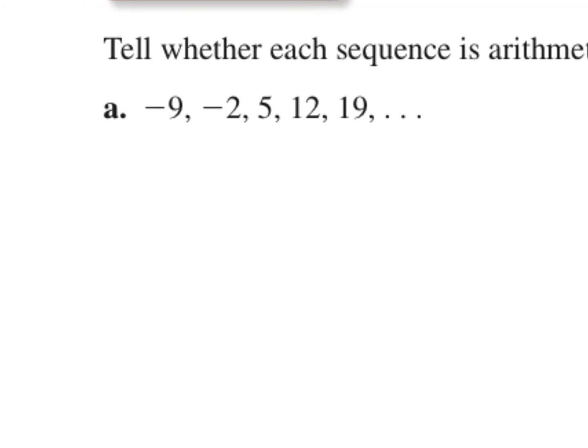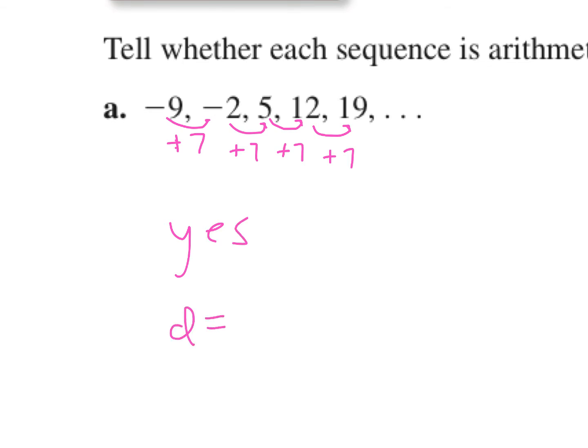So let's see. What are we adding to get from -9 to -2? We're adding 7. What are we adding to get from -2 to 5? 7. Are we adding 7 again here from 5 to 12? And from 12 to 19? 7. So is this an arithmetic sequence? Yes. And what's our common difference? 7. It doesn't ask us to find the common difference, but we're going to have to do it in the next few examples, so might as well just identify it here.